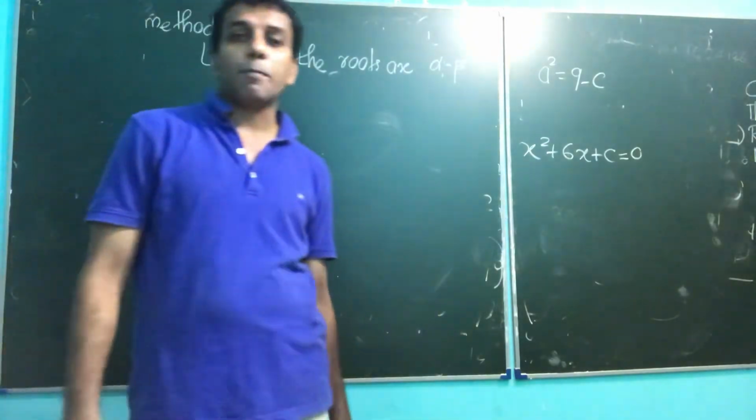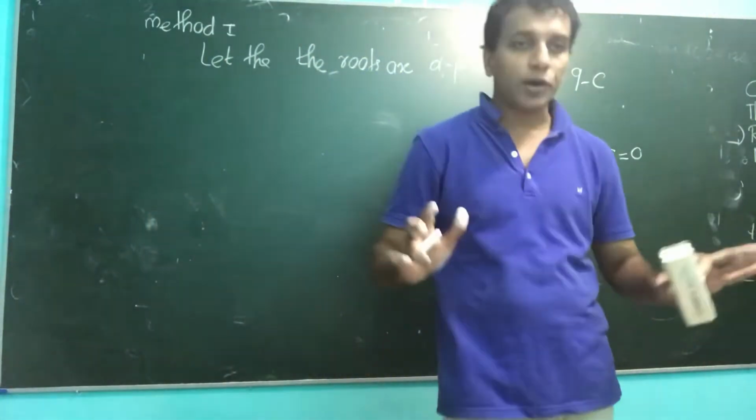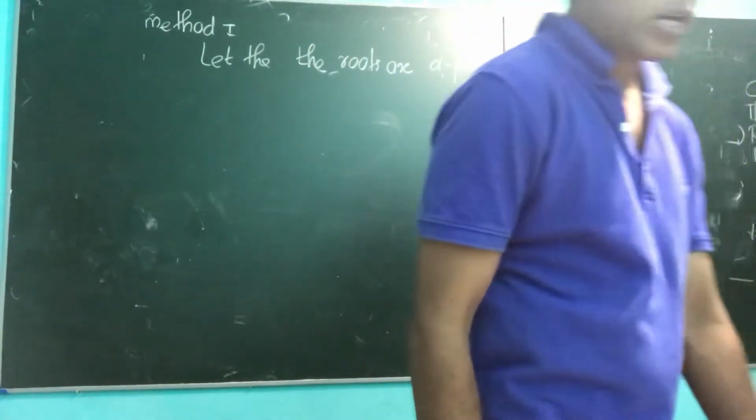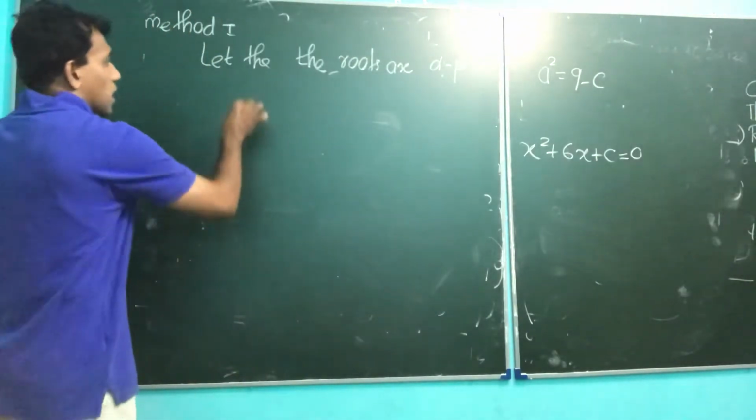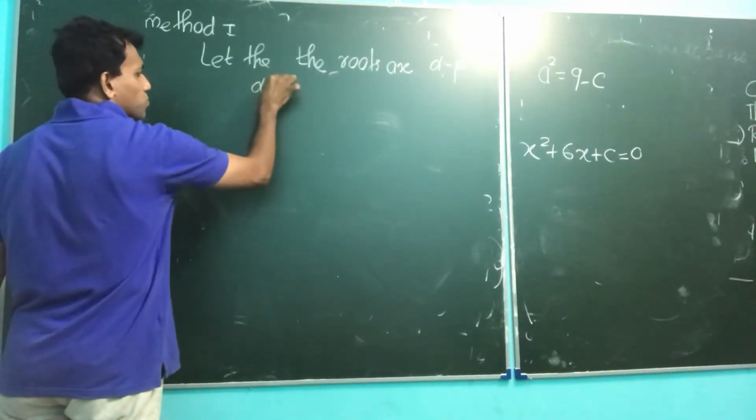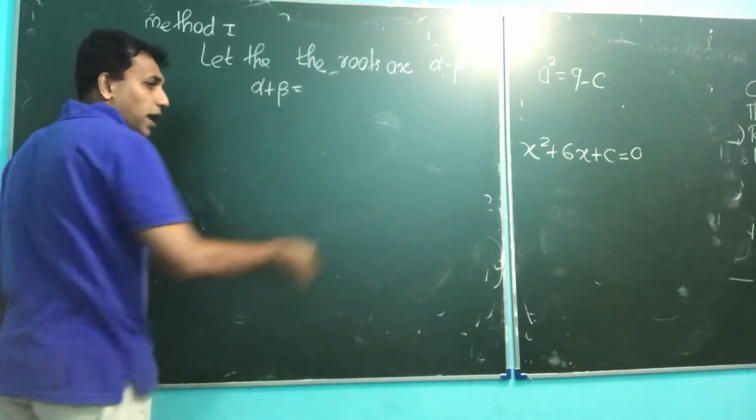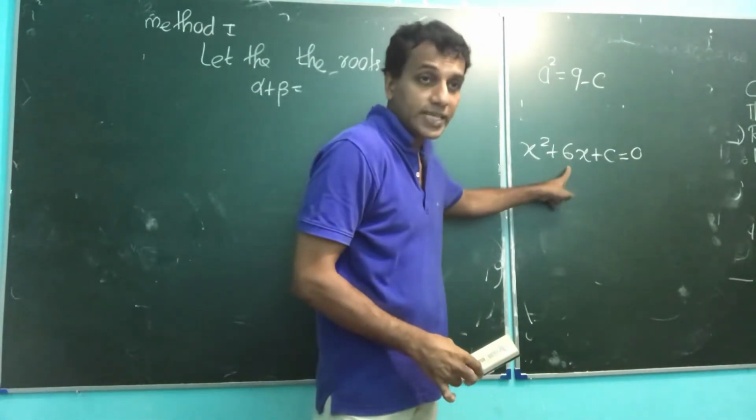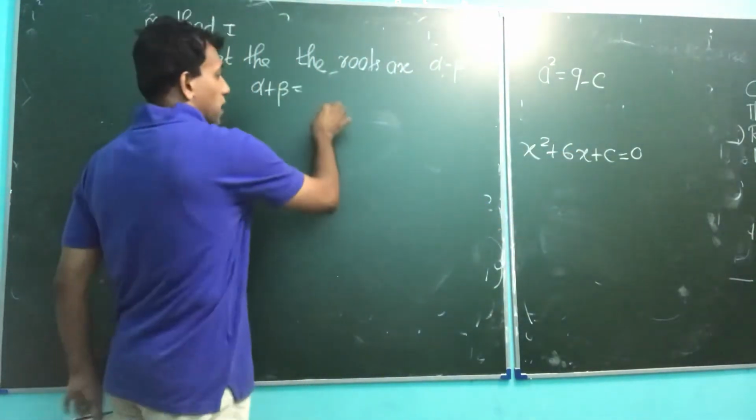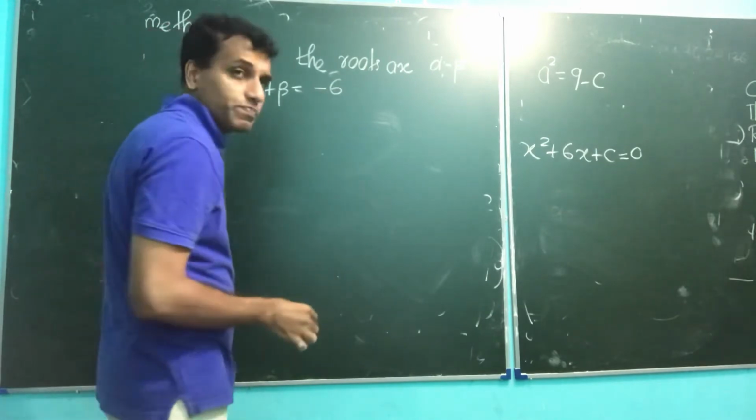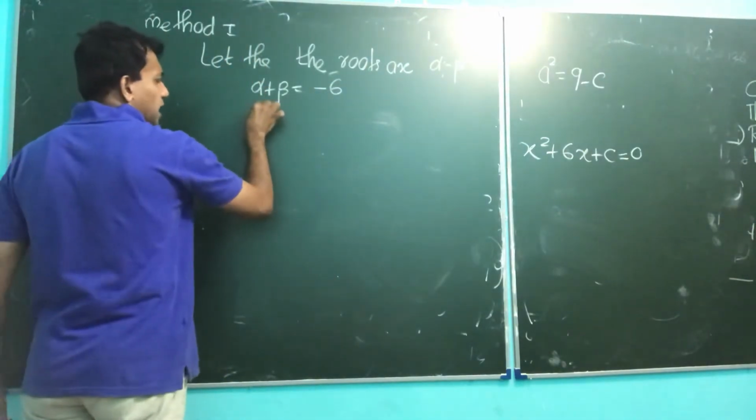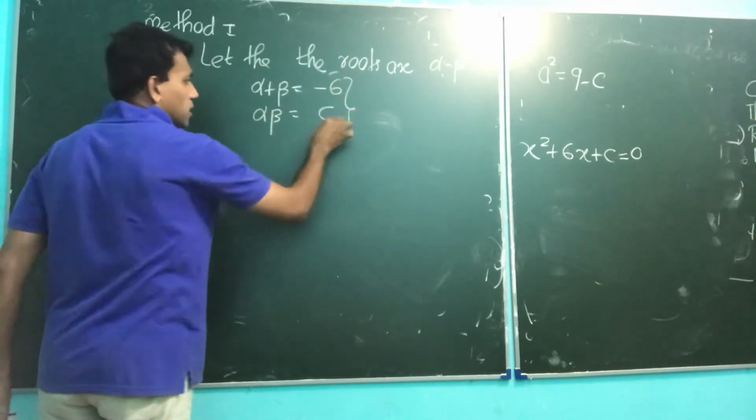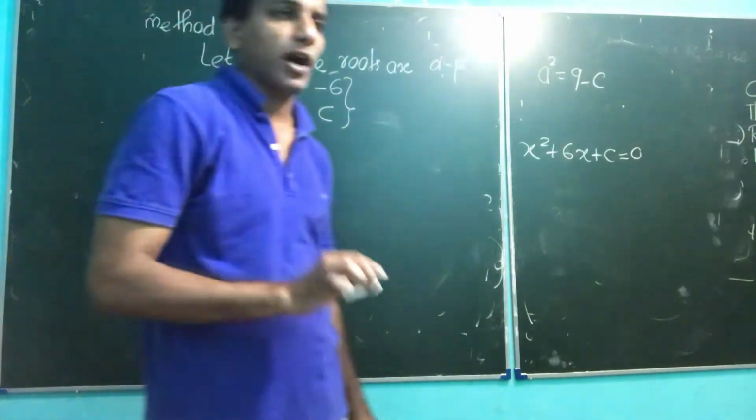Write the summation of the roots and the product of the roots. Alpha plus beta is generally minus b over a. Here a is 1, b is 6, c is c. So minus 6 over 1. Next, alpha beta is c over a. That is the summation and the product.